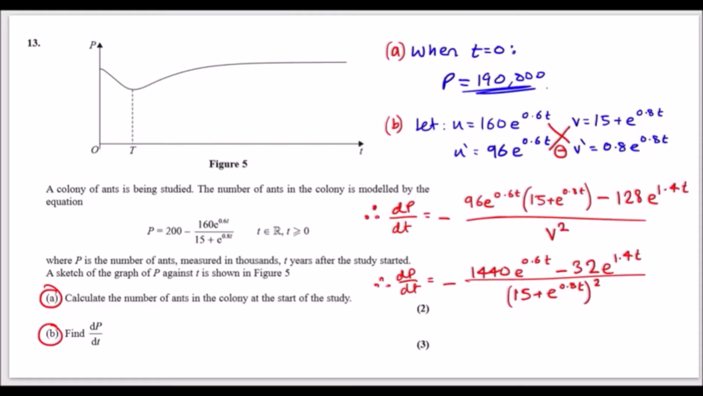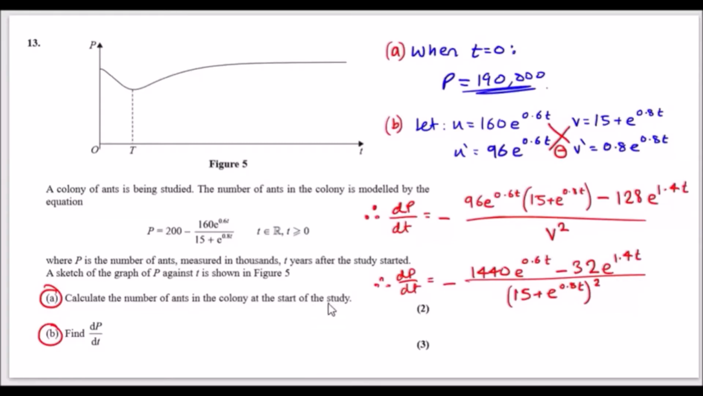So, a colony of ants is being studied. Ooh, I love this one already. The number of ants in a colony is modeled by the equation, where P, I'm guessing, is the population, followed by some exponential terms. Okay, so P is the number of ants measured in thousands, and t is the time after the study started. Cool. So you can see that at some point in time, the population of ants drops. Seriously, I think ants need their own civil rights and stuff. This is totally unfair. Now, A, calculate the number of ants in the colony at the start of the study.